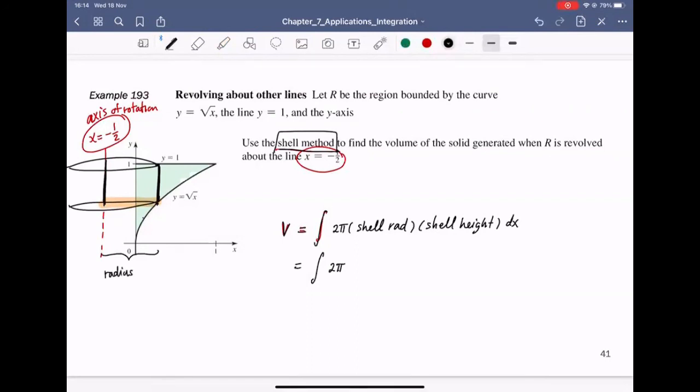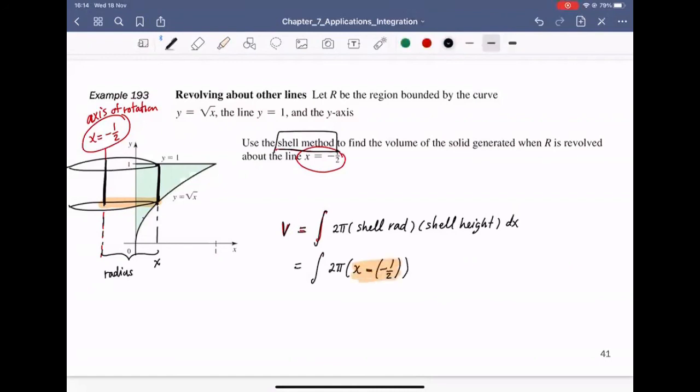So when you fix the x value, the radius is going to be x. You measure the difference from x here to the x at negative 1/2, right? So it's going to be x minus negative 1/2. Does it make sense?